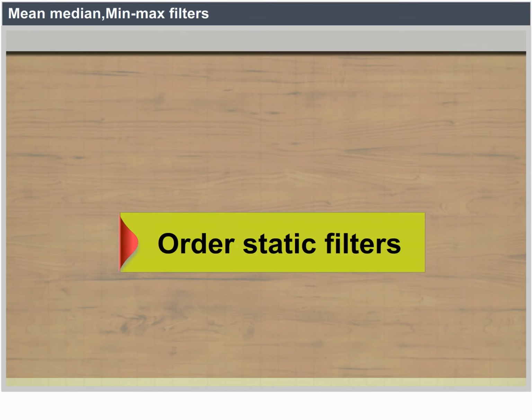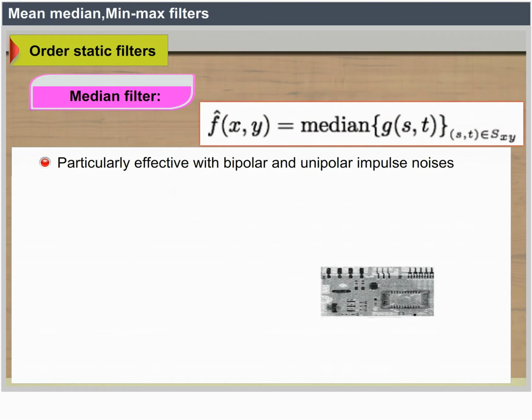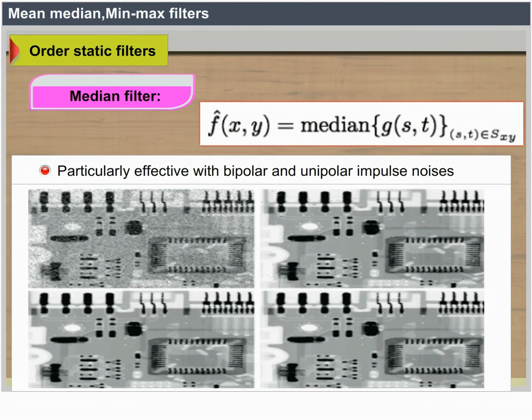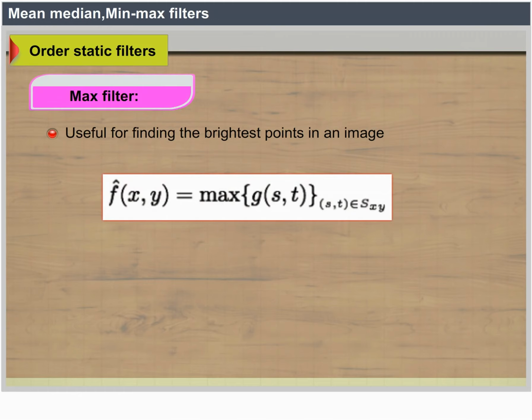Order-statistic filters. Median filter equation is shown. This is particularly effective with bipolar and unipolar impulse noises. Max filter. This is useful for finding the brightest points in an image. Equations are also shown. Min filter. Equations are also shown.